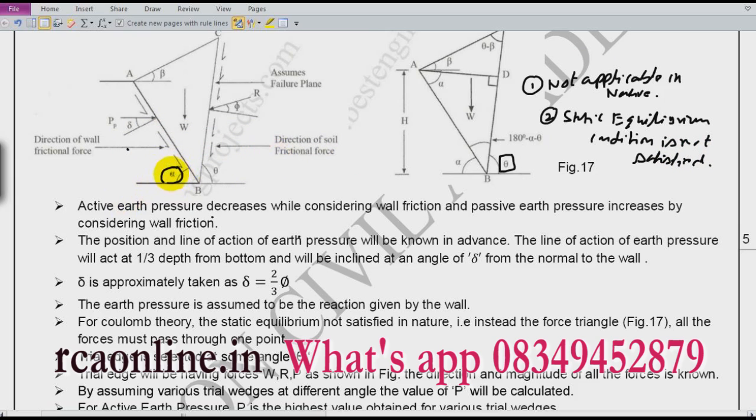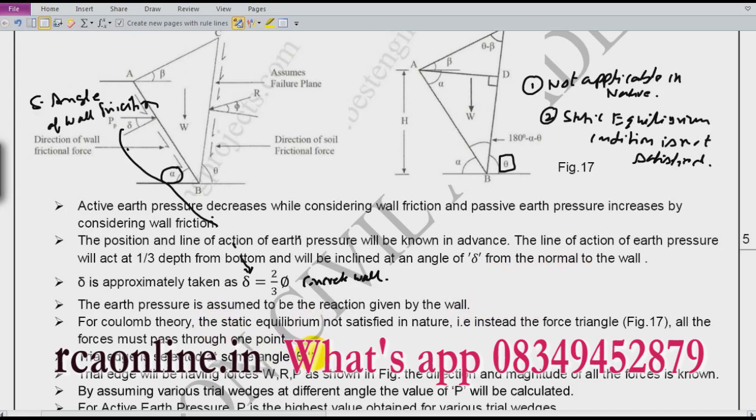So he said the wall is at an angle alpha. So the reaction given by the wall will be at an angle delta, which he calls the angle of wall friction. So delta is the angle of wall friction. For most of the cases you can take this delta as 2/3 of phi. Is it okay? For a concrete wall this is perfect. You can take the angle of wall friction as 2/3 of phi. Is it okay? Clear?